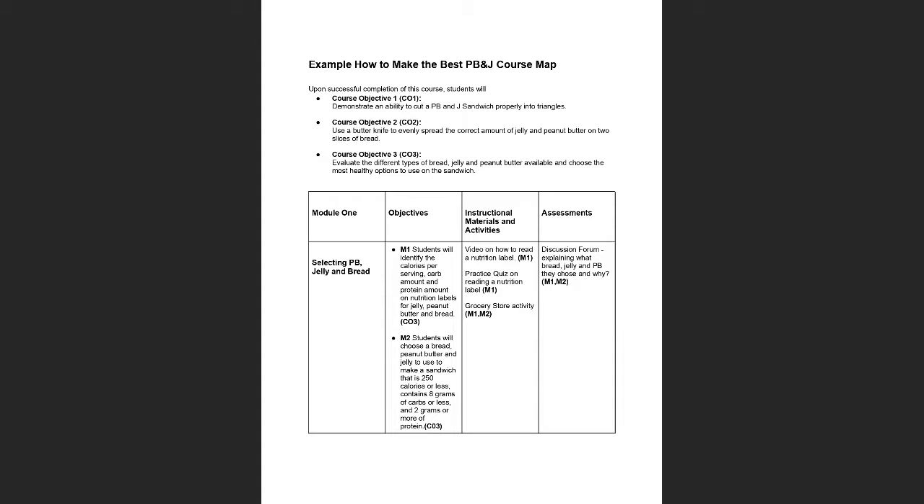Then when we thought about the activities, we said, okay, well, you'd have to have some way to teach them how to read a nutrition label. So maybe we'll find a video on that, and that'll meet module objective 1. And then we'll want them to practice it, and it could be a graded assignment or it could just be a self-assessment, but they're going to have a practice quiz where they practice reading the nutrition label and get feedback to see whether they're doing it correctly.